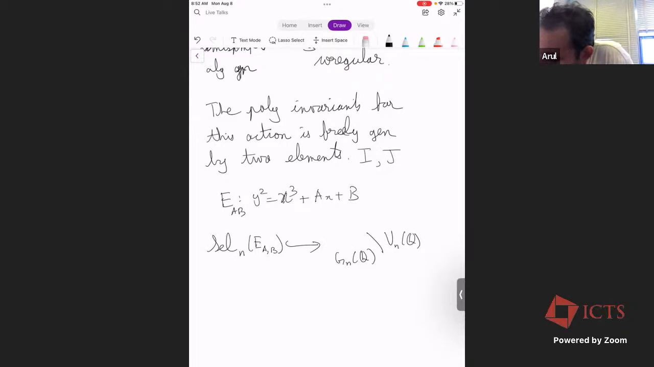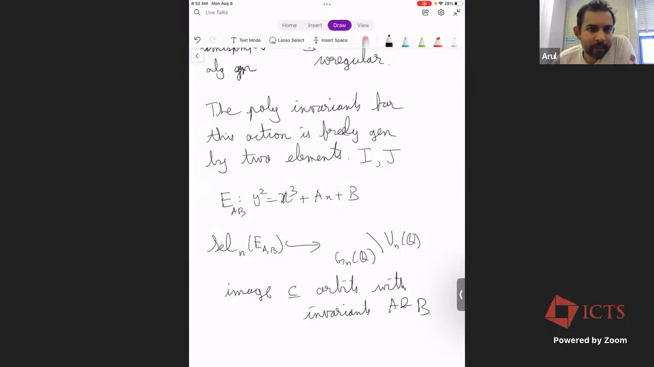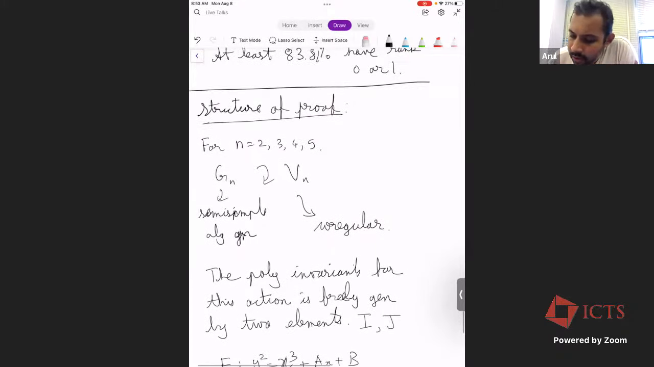So we look at VNQ, we look at GNQ orbits on VNQ. So the image is going to be contained inside orbits with invariants A and B. So the n-Selmer group of an elliptic curve EAB, we will be mapping it inside these rational orbits with invariants A and B. So this step of the proof is called the parameterization step.